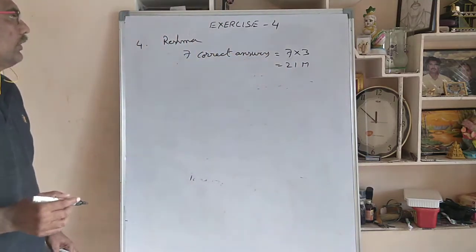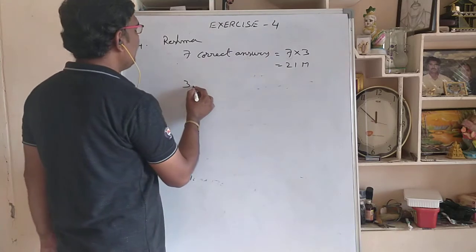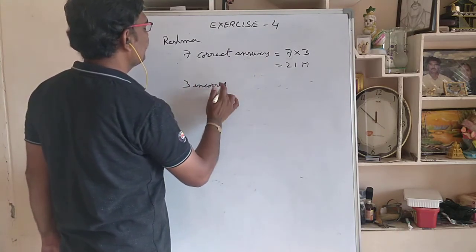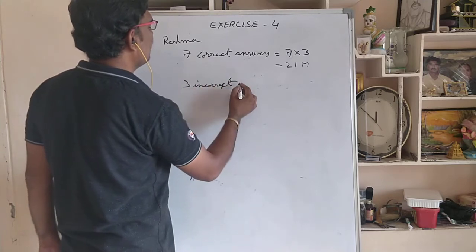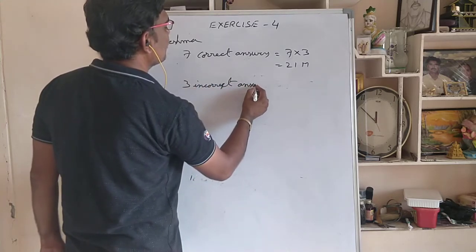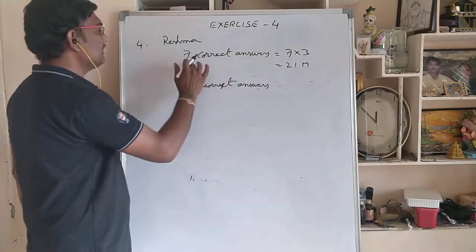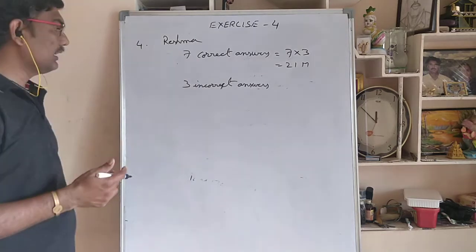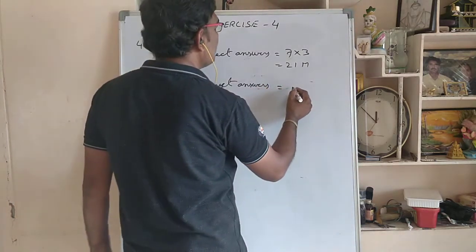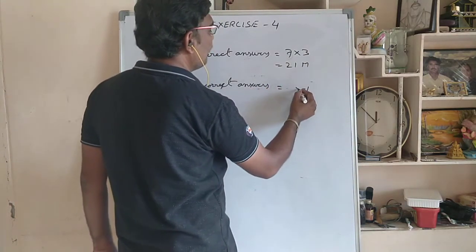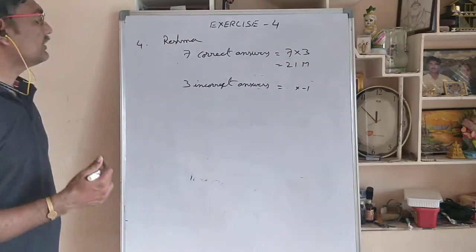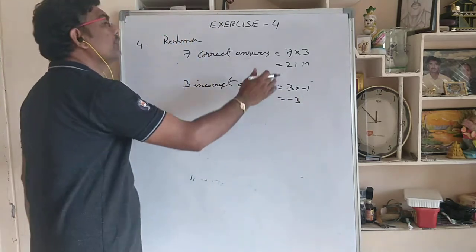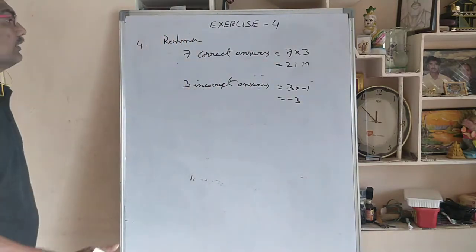Okay. Reshma, how many incorrect answers did she give in the test? 3 incorrect answers, because the test contains 10 questions. 7 are correct means 3 are incorrect. For 1 incorrect answer, minus 1 mark. For 3 incorrect answers, 3 into minus 1 means 3 marks should be subtracted from the 21.